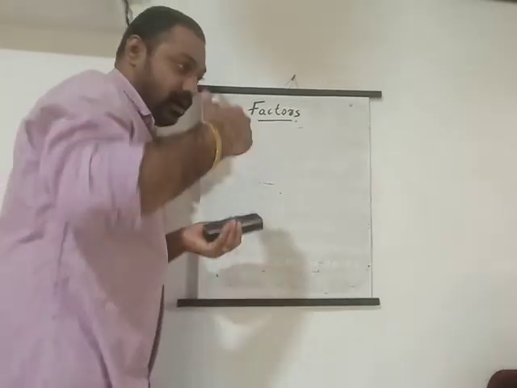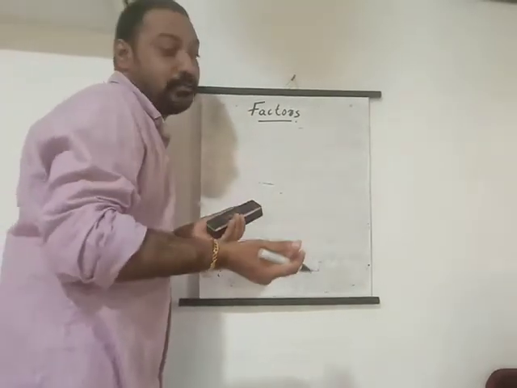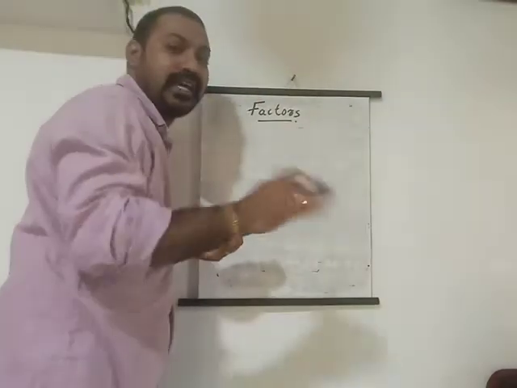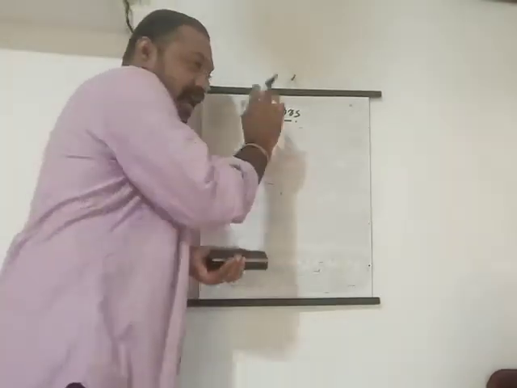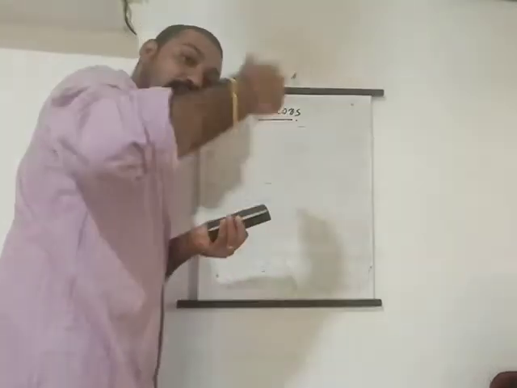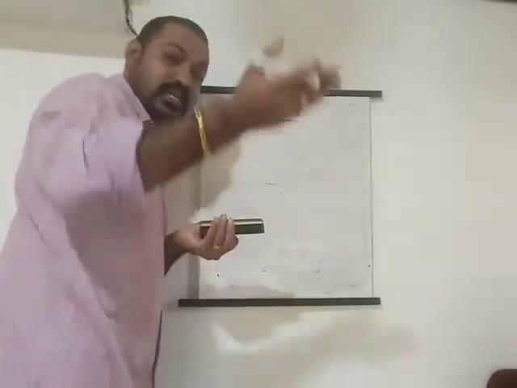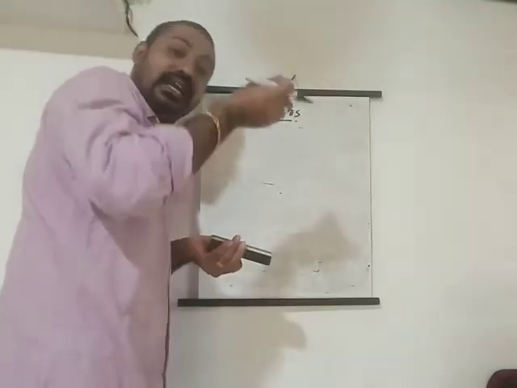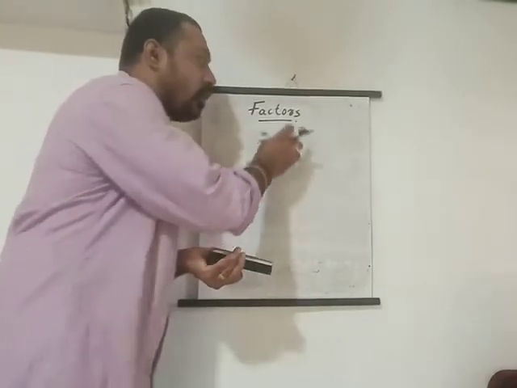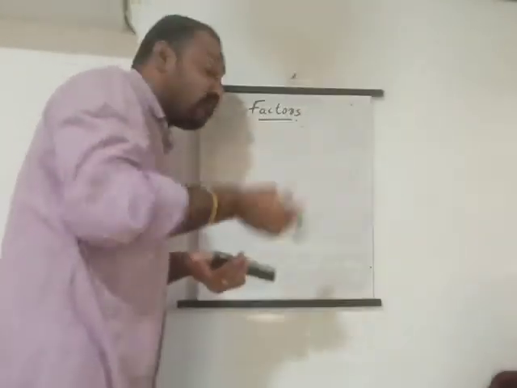Multiples is when we multiply a number with 1, 2, 3, 4, 5, and we get the multiples of the number. Factors is somewhat different. When we divide a number, if it leaves a remainder 0, that means we are getting remainder 0, then it is called that number is a factor of that number.